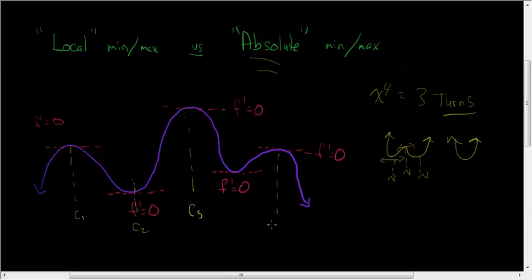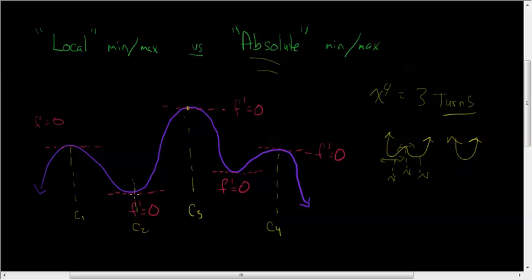This value of x would be a critical number. This particular function would have 4 critical numbers. All right, so that's what we use it for. It's not an absolute minimum or maximum. See right here, this would be an absolute maximum.